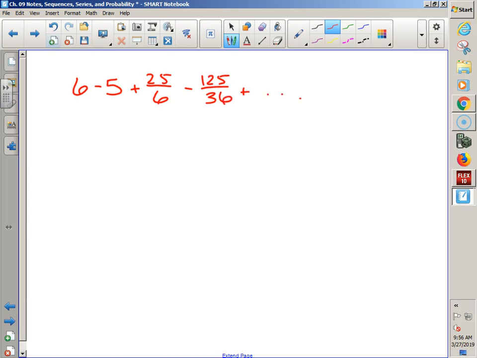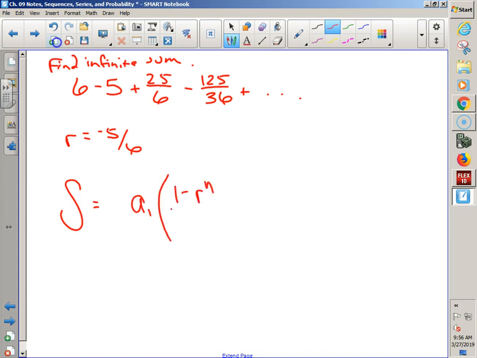What if this was our problem? And what if our direction was to find the infinite sum of this guy? What's the formula? We couldn't stop. We couldn't say DNE because it wouldn't DNE. There's a couple different ways of doing it. You could do A1, 1 minus r to the n all over 1 minus r, and say, I'm going to infinity.